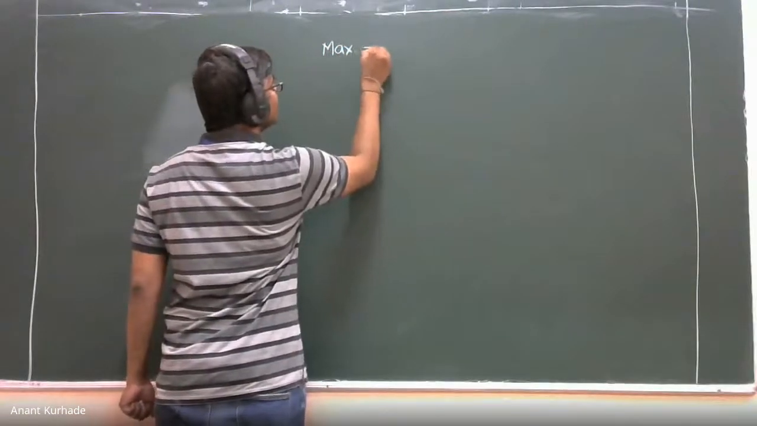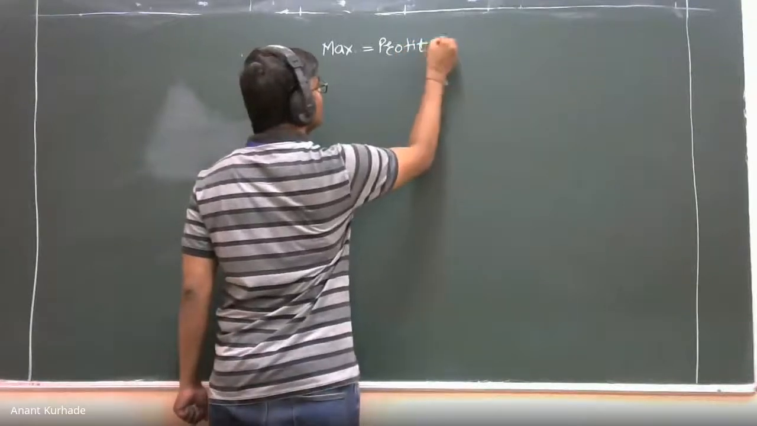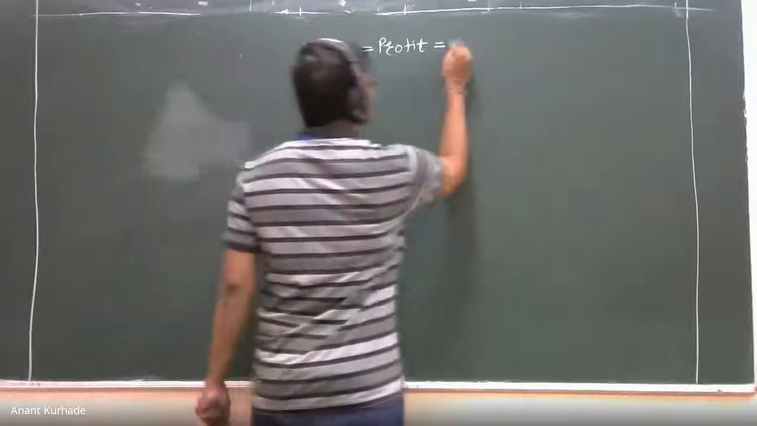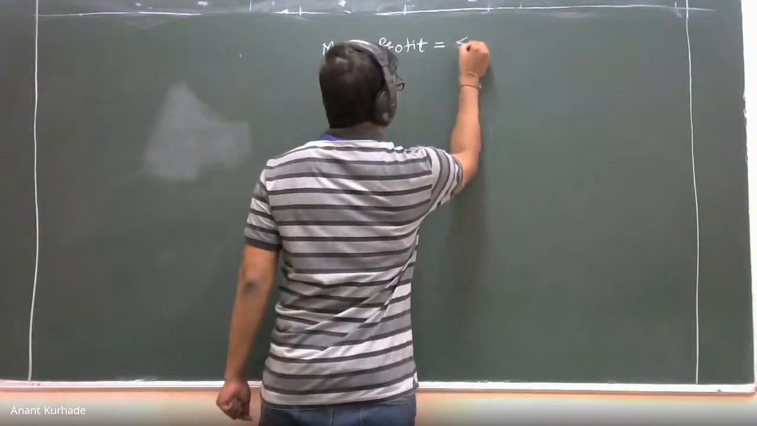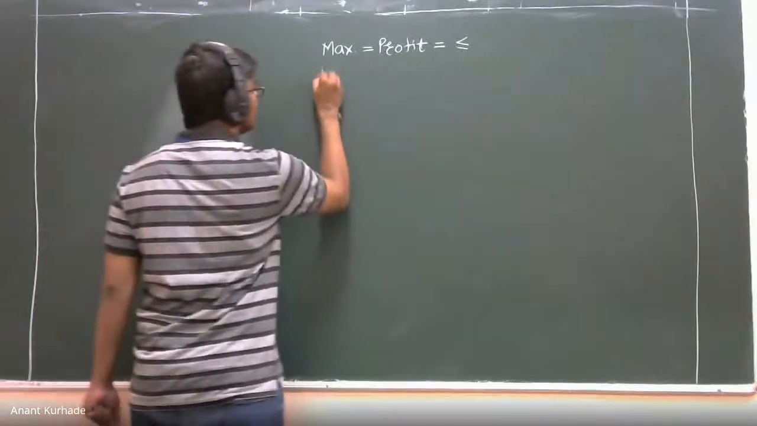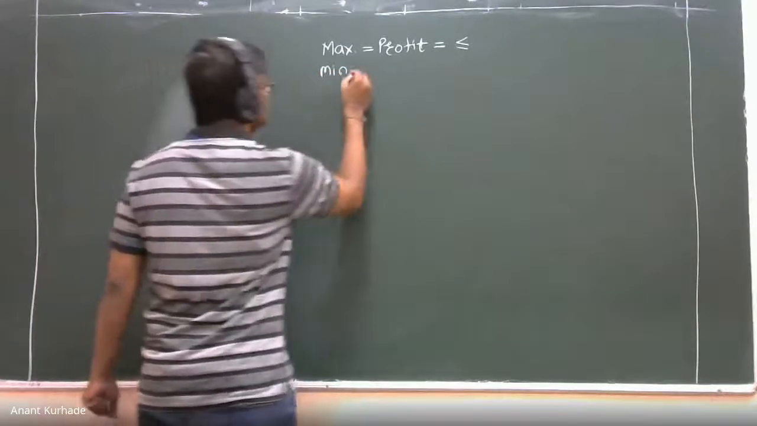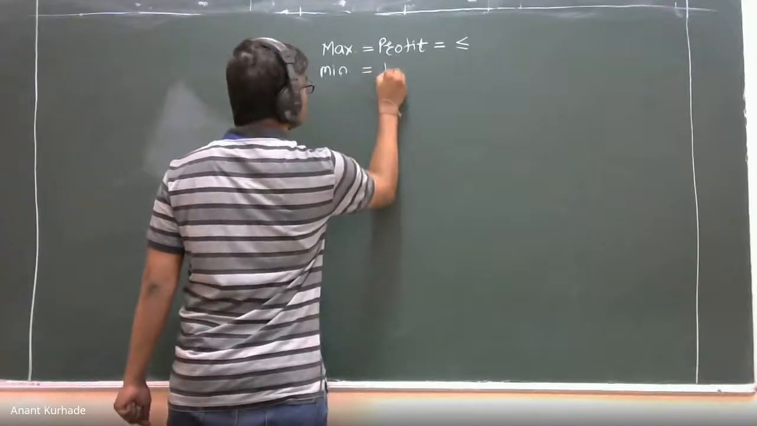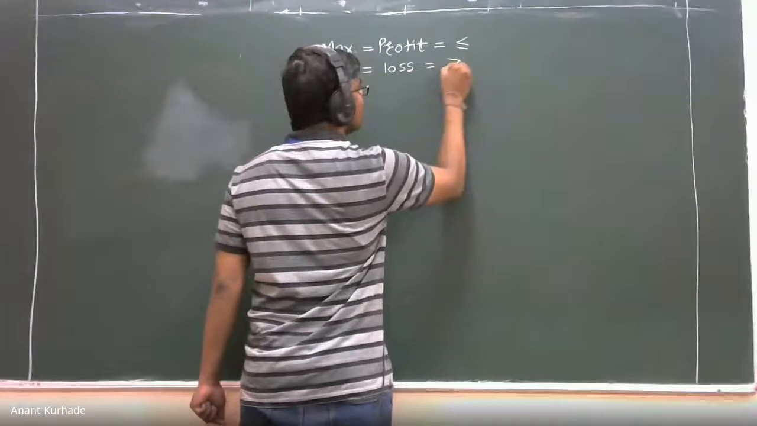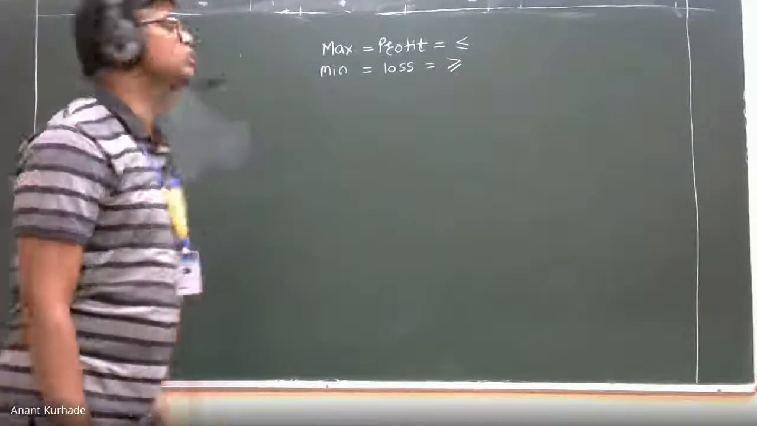You can write down somewhere like this: maximization is nothing but profit. We always think about maximizing the profit, and the constraint should be less than or equal to. Write down this line. And second, whenever we have loss, we are always minimizing the loss. So we can write here loss, and the constraint should be greater than or equal to. So please remember these two things.